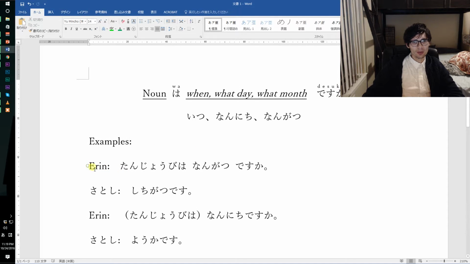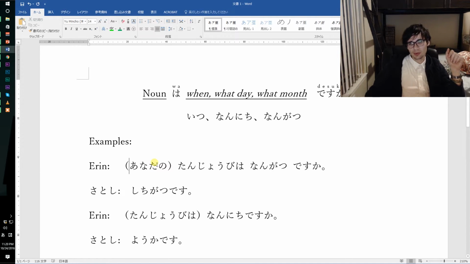So let's go ahead and look at the first example. Here we have a conversation between Erin and Satoshi. Erin asks, Tanjoubi wa nangatsu desu ka? If you guys remember from before, Tanjoubi means birthday. Now you might have noticed that Erin is not saying anata no Tanjoubi wa nangatsu desu ka. If there were many people in the room and she was asking several different people what their birthday was, and she finally got to Satoshi and said, what is your birthday? Then she would say, anata no tanjoubi wa nan desu ka? However, if there is only Satoshi and Erin in this conversation, then she doesn't need to include the anata no part. That's already implied. So she asks, when is birthday? Or when is your birthday?